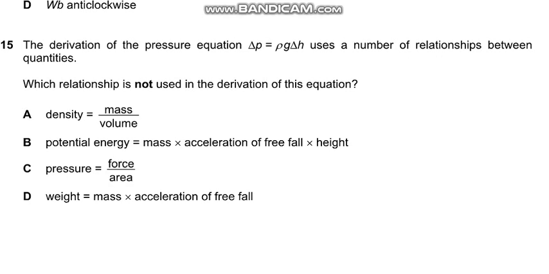Question number 15 says that the derivation of the pressure equation, pressure is rho gh, uses a number of relationships between quantities. Which relationship is not used in the derivation of the equation? Density is equal to mass over volume is used. Potential energy is mass acceleration into height is not used. Pressure is force over area is being used, and weight is equal to mass into acceleration is being used. So the correct answer is B.